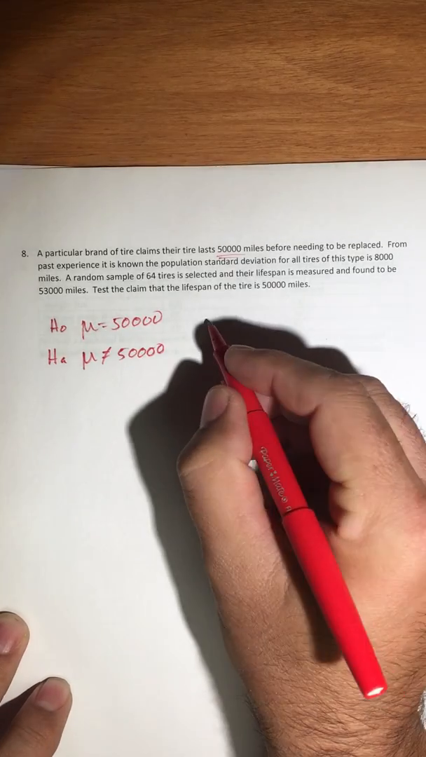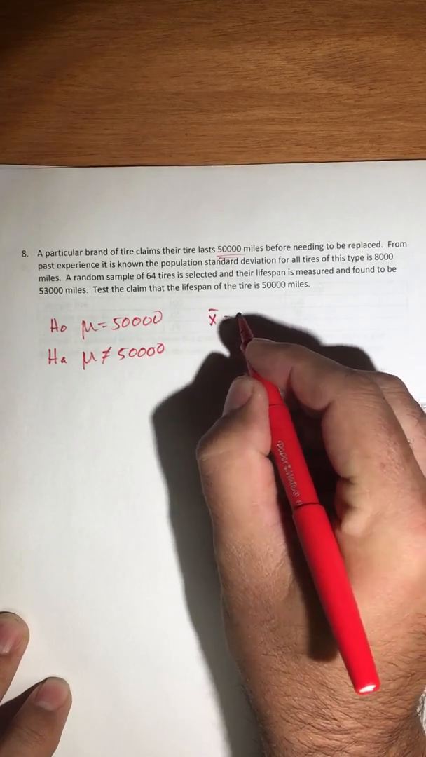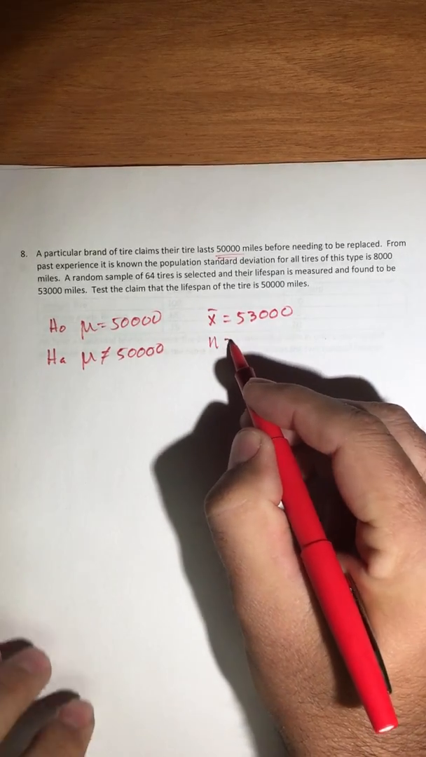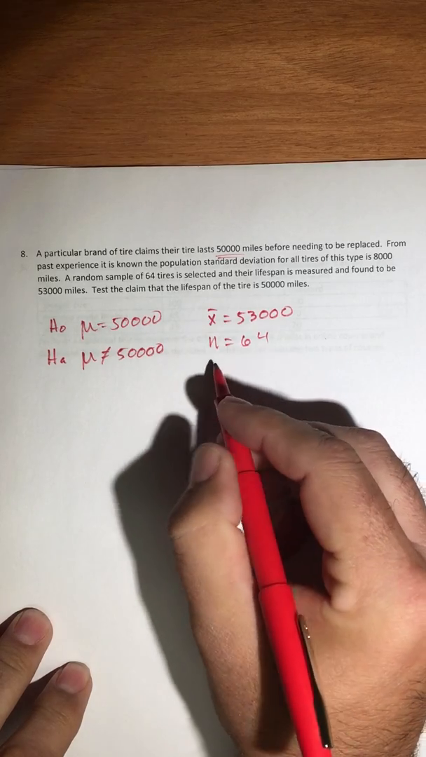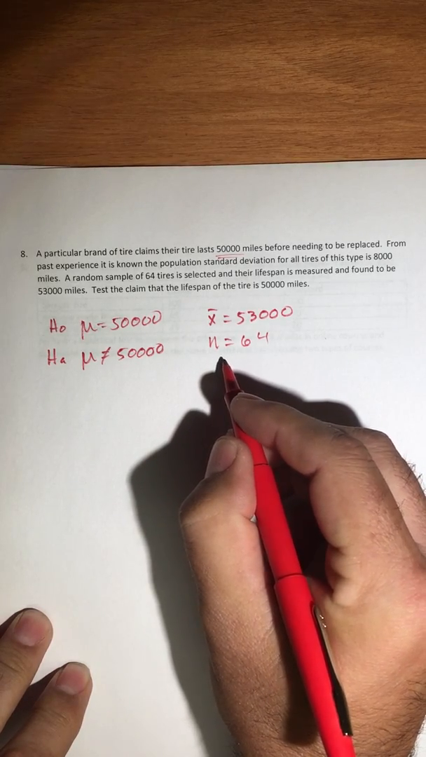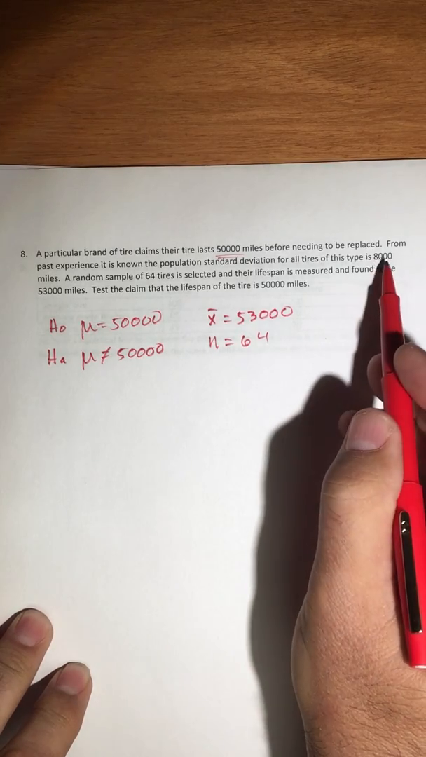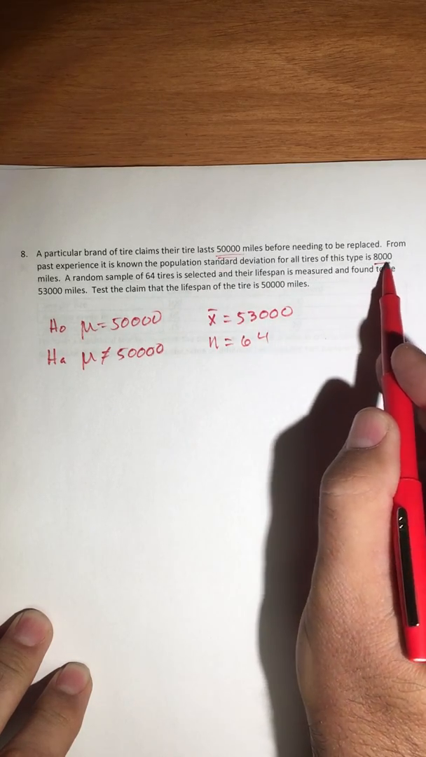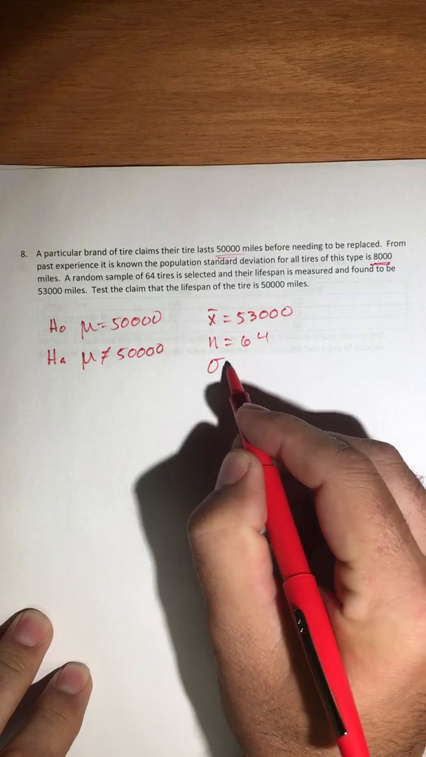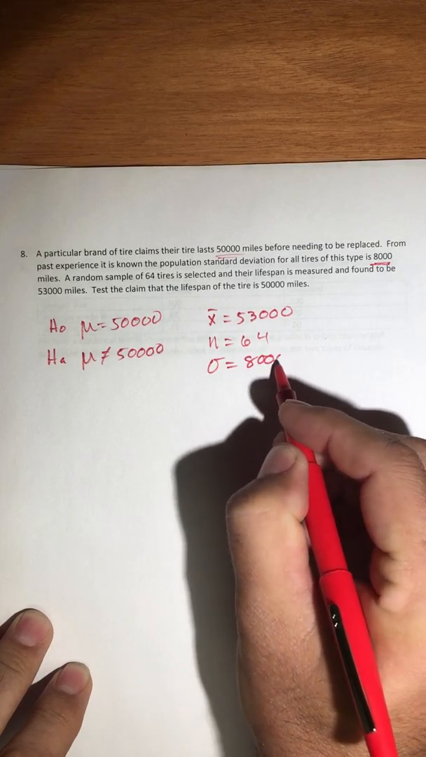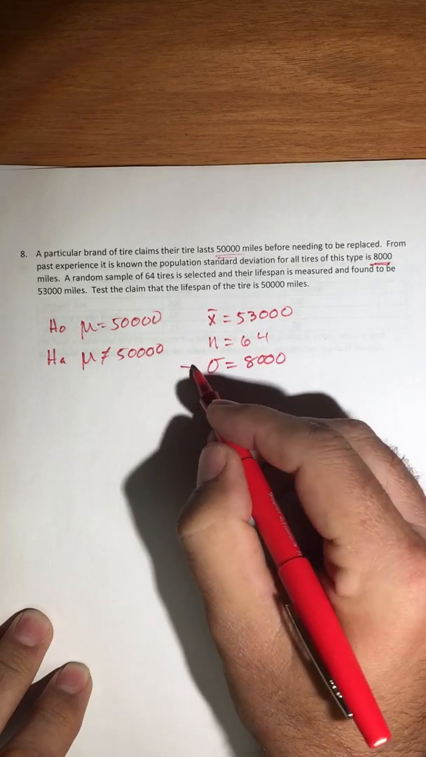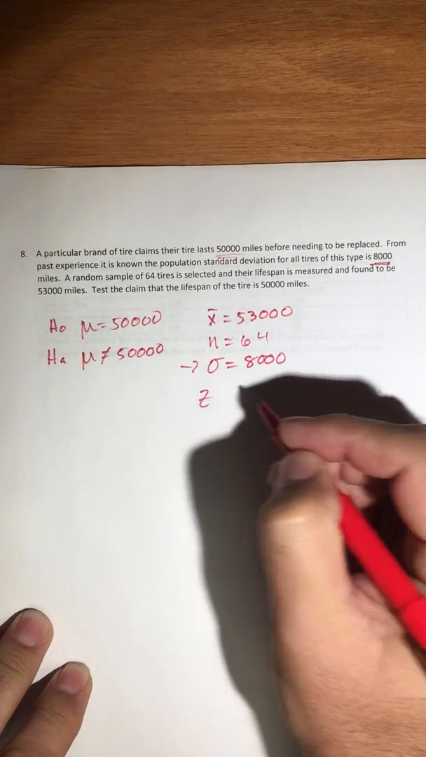So what do we have for our evidence? We've got x bar is equal to 53,000. We've got n equals 64. And we've got standard deviation, right? This is the standard deviation for all tires, so that's the population standard deviation. So that's sigma equals 8,000. All right, so we're going to do a one sample z-test since we know sigma.